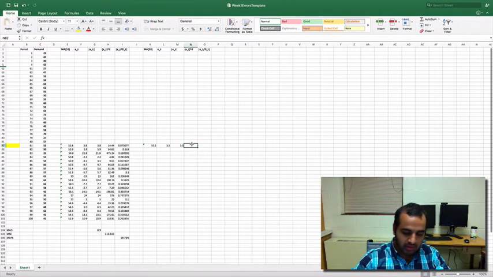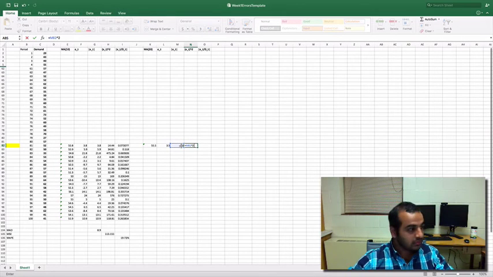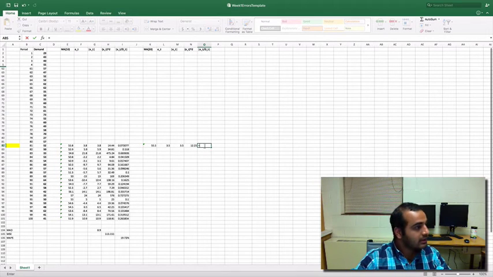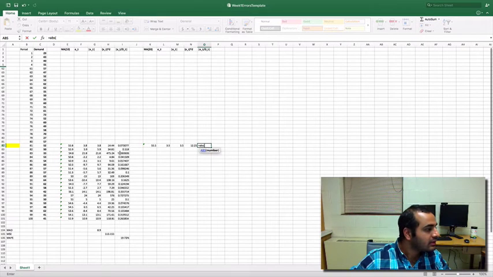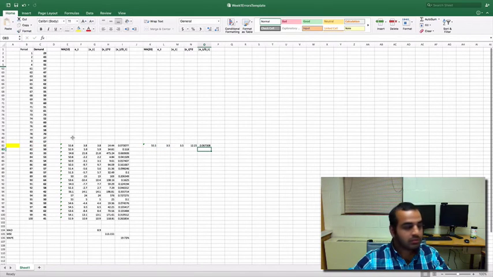Mean squared error is just the square of the absolute value. And this is the absolute value of this divided by your actual demand, expressed in terms of percentage.